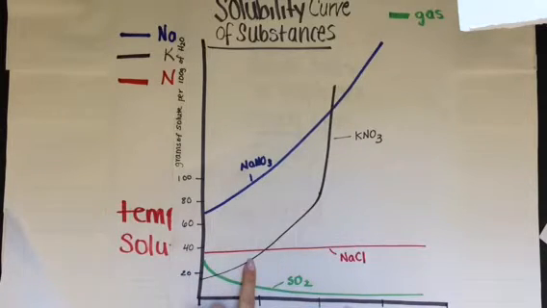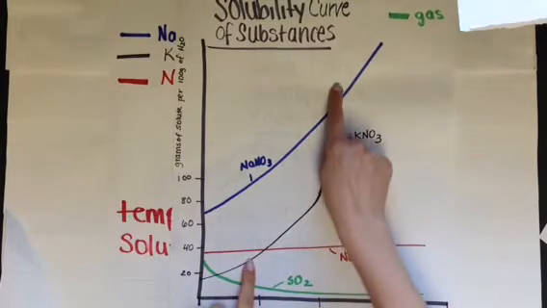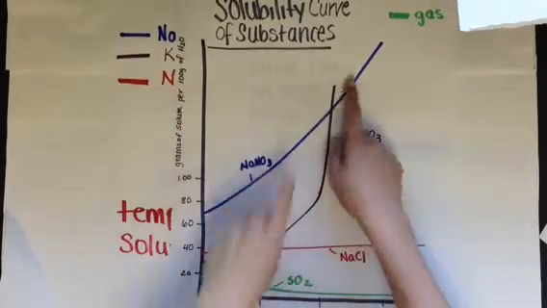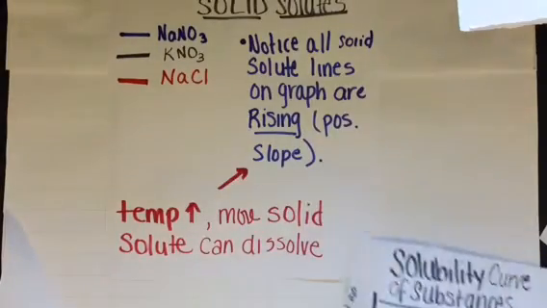But somewhere around 75 or even 60, I can dissolve a lot more solute. Okay? All right, so that's for solid solutes.